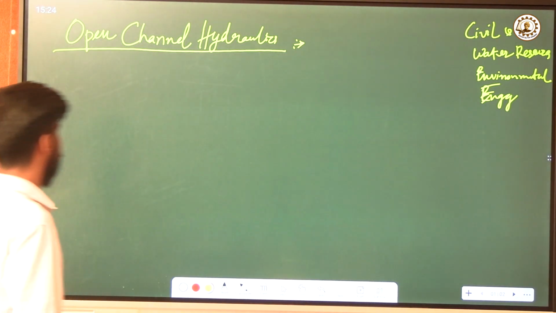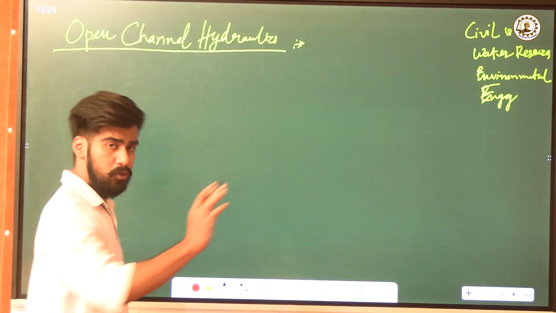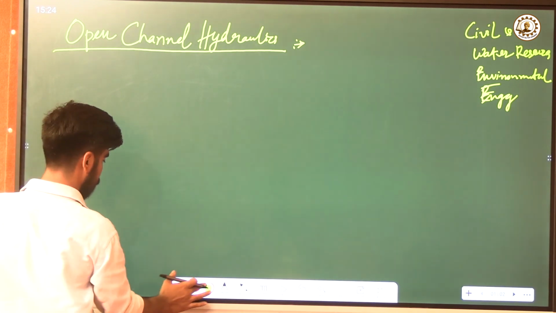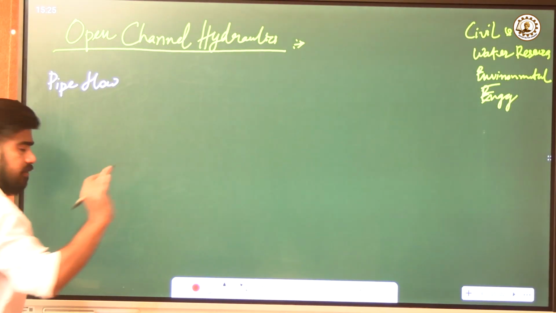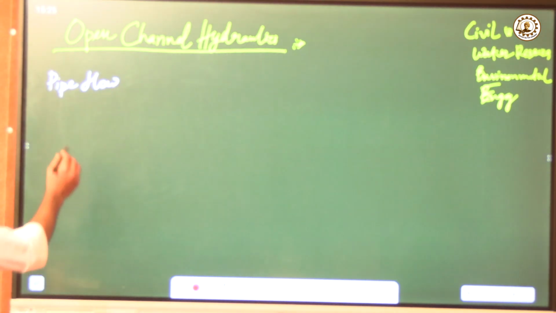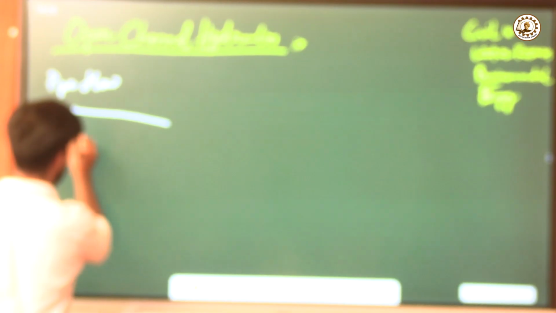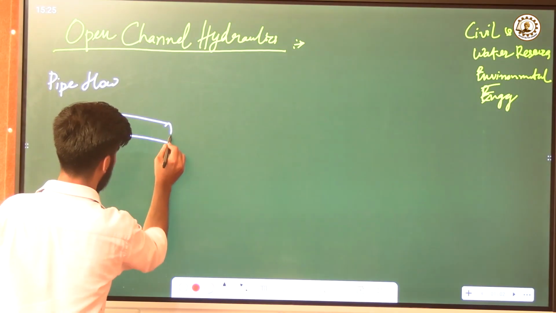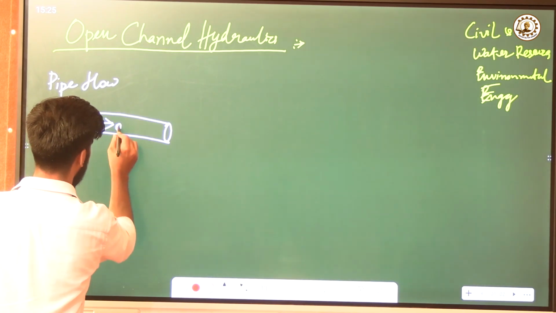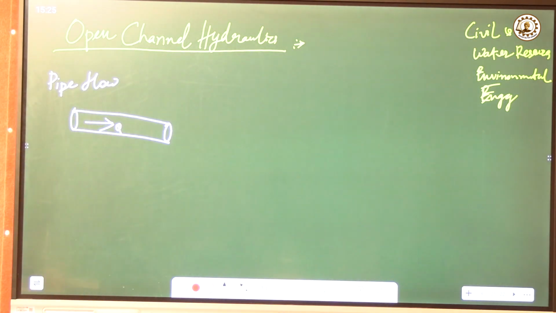As you can see, there are mostly two types of flow. First one is, let's take a look at the pipe and how it is different from open channel flow. We will know that in this section. Now imagine a pipe like this. Now there is a certain flow inside the pipe.